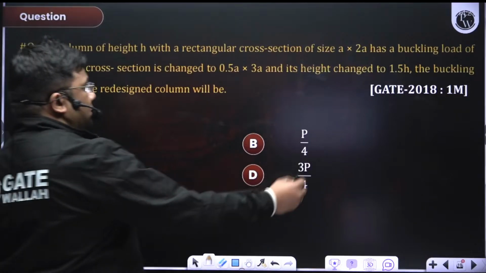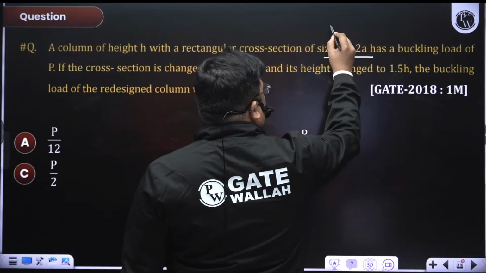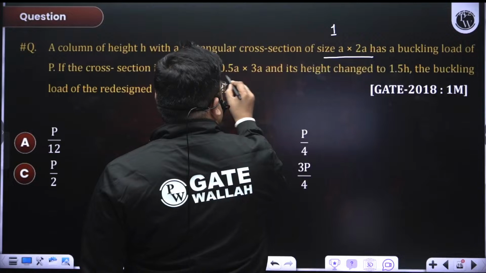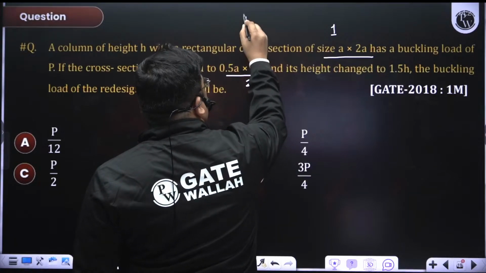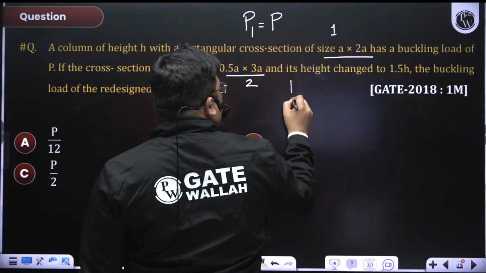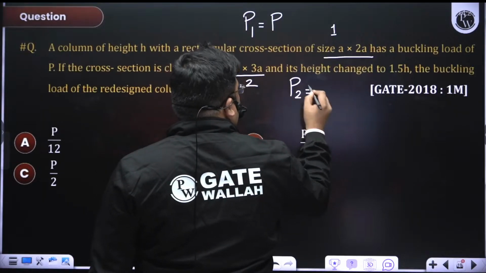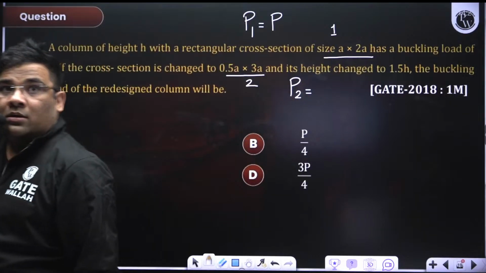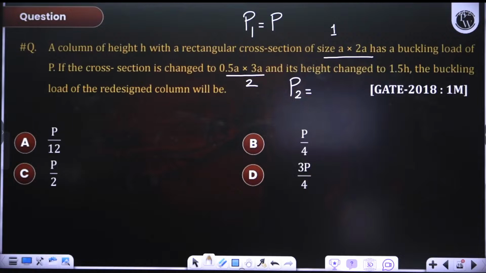Suppose this column you can take 1 and this column you can take 2, and suppose the buckling load for column 1 is P. So what will be the buckling load of column 2 in terms of P? Now see, the support conditions are not given, so you can assume the same support conditions, okay.